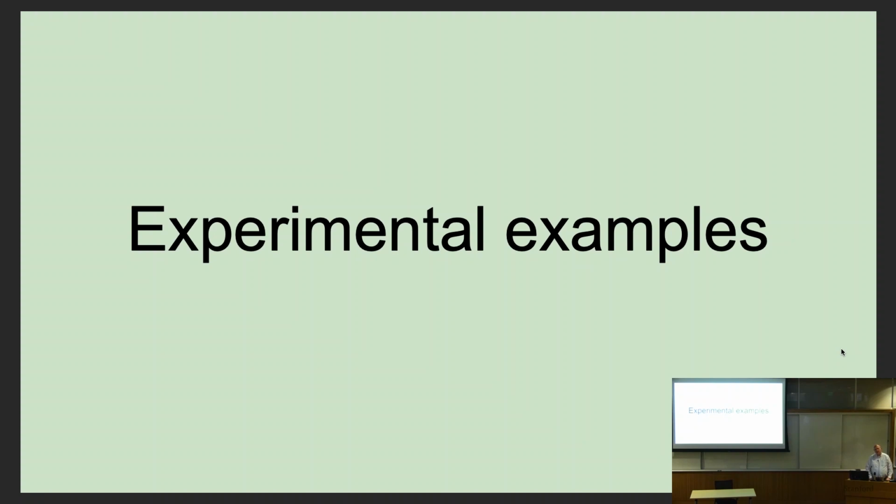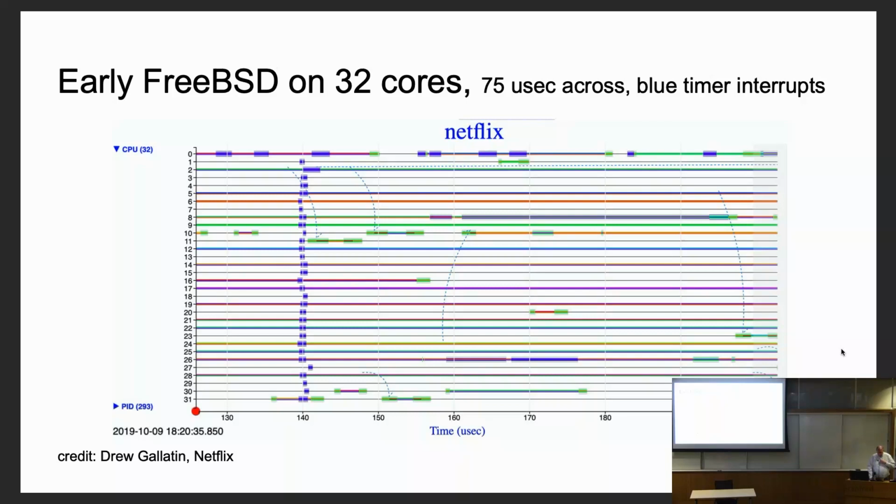So here's a couple quick experimental examples, then I'll finish up and take questions. A friend of mine, Drew, at Netflix, took a couple days from the source code that I put in GitHub and ported it to FreeBSD instead of Linux and ran it on one of the 32-core servers that Netflix, I guess they get it from Amazon, and did a trace. And we were both amazed.